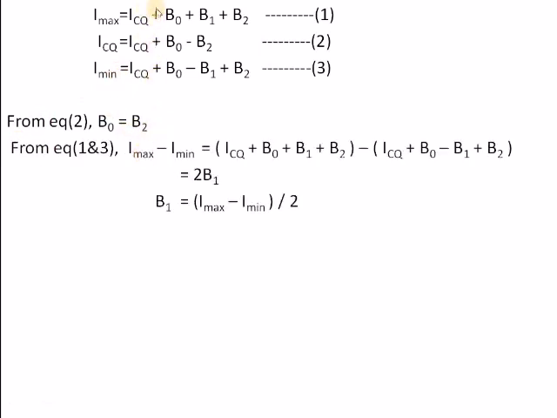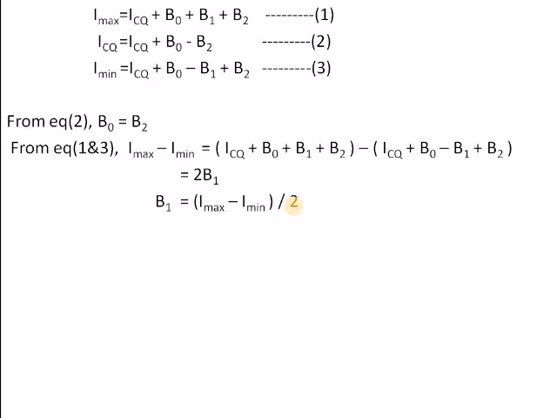From equations 1 and 3, I max minus I minimum means we are subtracting equation 3 from equation 1. I max minus I minimum is equal to these terms. If you see, ICQ will get cancelled, B0 will get cancelled, B1 here, minus of minus B1 is plus B1. B1 plus B1 is 2B1, and B2 and minus B2 will get cancelled. Therefore, the resultant is 2B1. Therefore, B1 can be written as I max minus I minimum by 2.